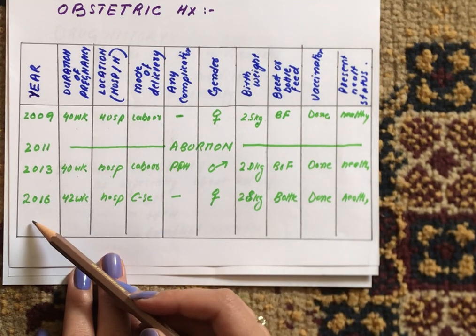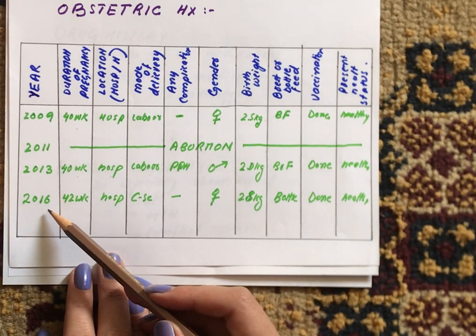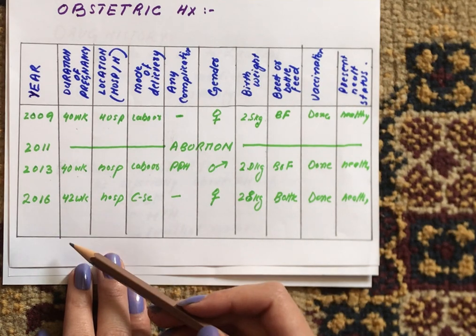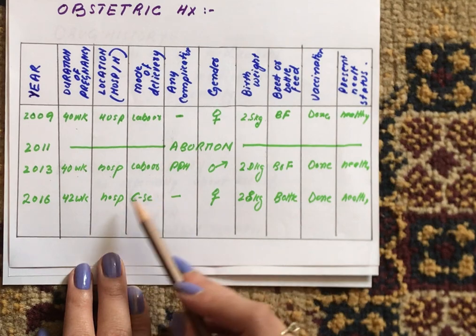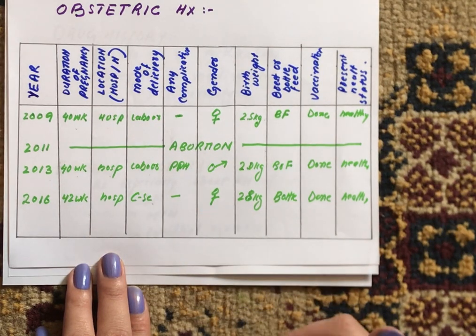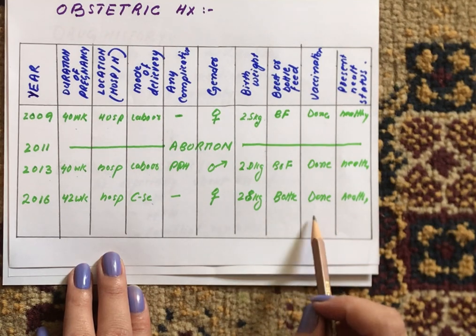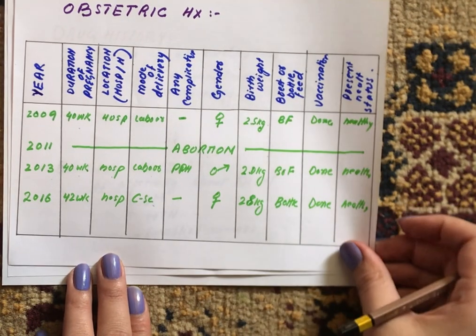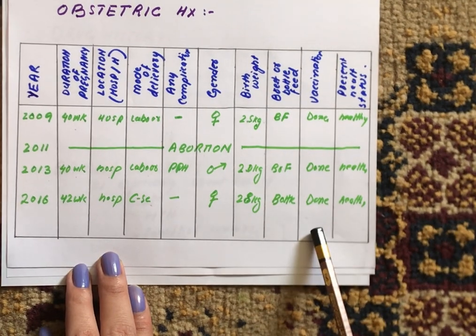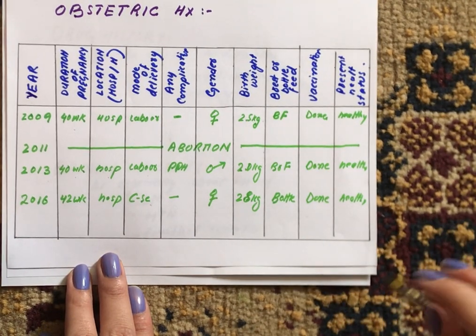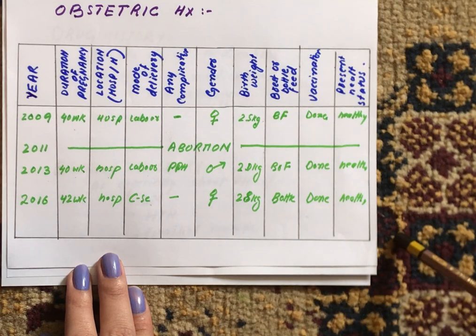Then her fourth pregnancy was in 2016. It was for 42 weeks duration of pregnancy. Location was in hospital, and mode of delivery was a C-section. No complication. It was a female child, 2.8 kg, bottle fed, vaccination was done, and was healthy. This is all you need to write in a patient who comes with a gynecological complaint and has post-op history.